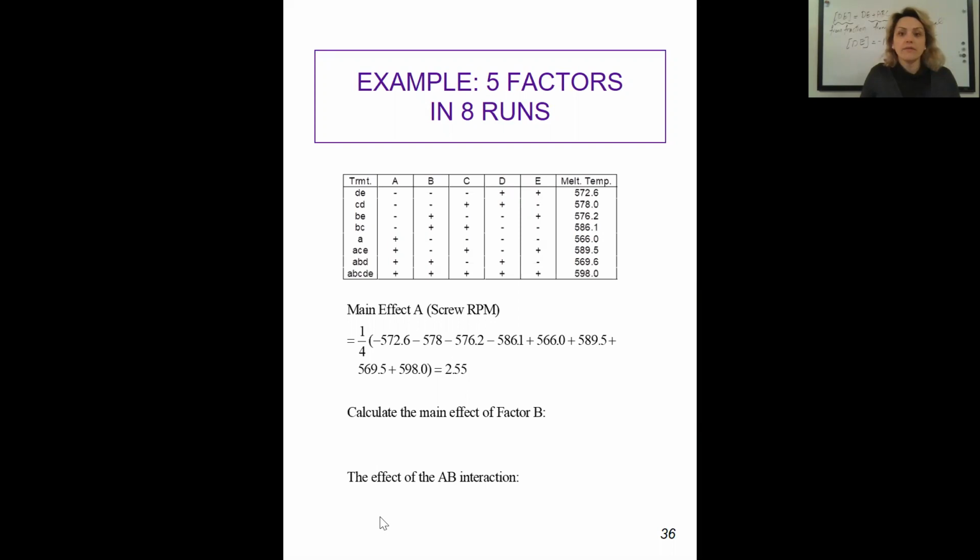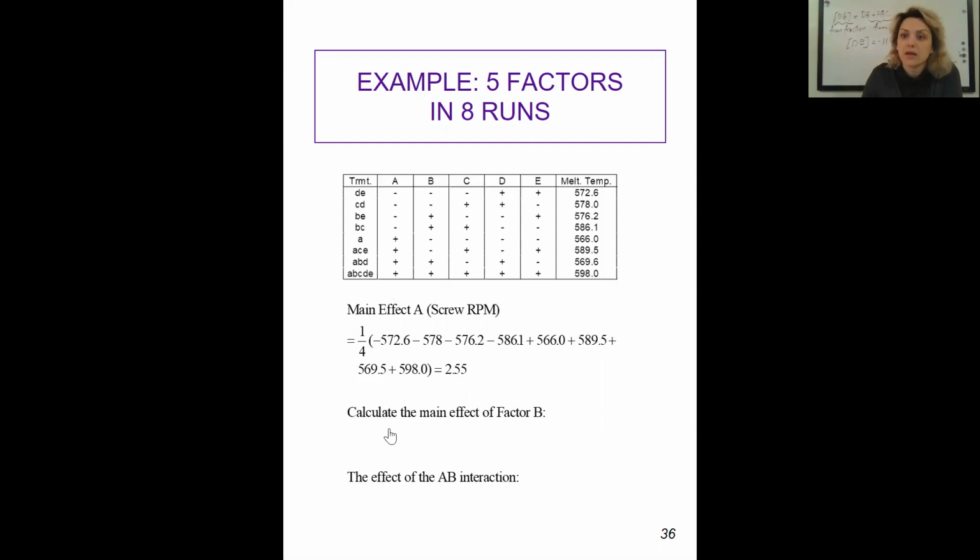So here we have 5 factors in 8 runs, and here is the melt temperature. These are the treatment combinations that we consider, and we would say that the main effect of A. So we are going to calculate the main effect of each of them, right? You can find the contrast and then divide it by the divisor, or you can say the average of the positive ones minus the average of the negative ones. Both are going to give you the same answer.